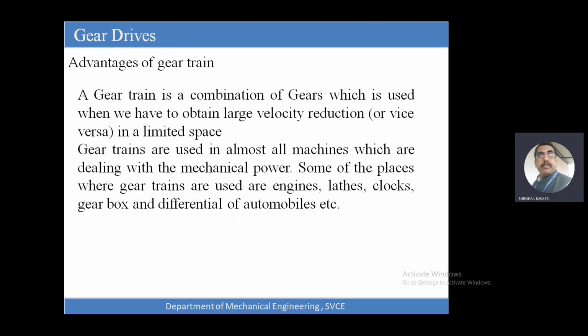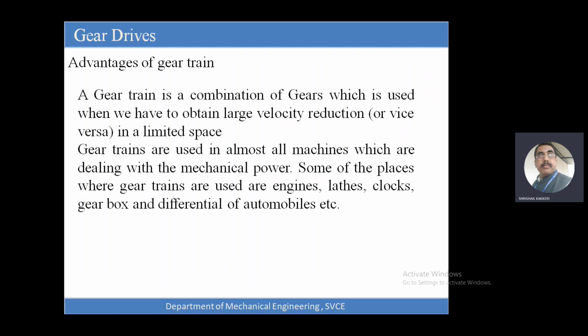Okay, this is about that. Now, what are the applications of gear trains? The main application of gear trains will be to increase the speed or decrease the speed. Or to have connectivity between two gears that are at a slightly larger distance from each other. At that time we will be using intermediate gears, which help them transfer the power.